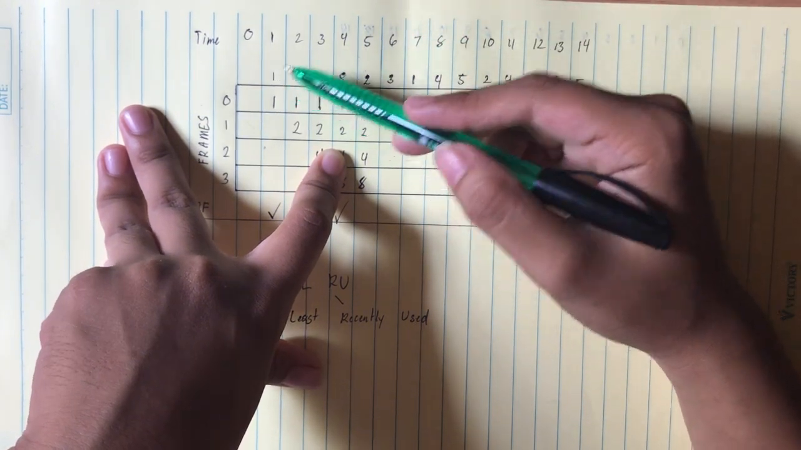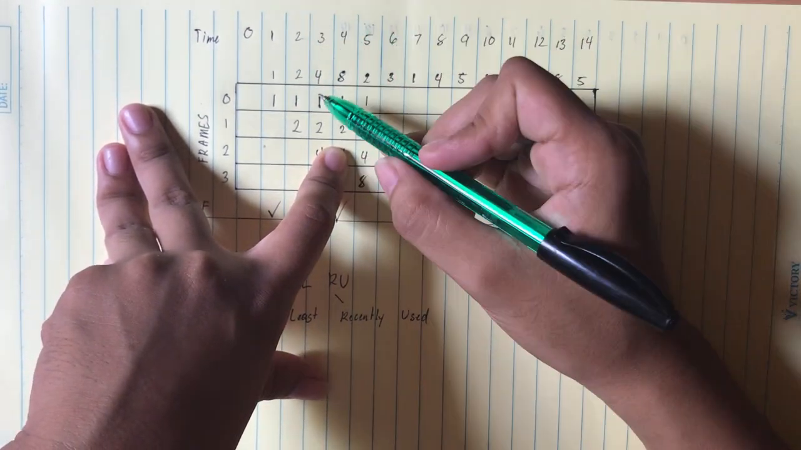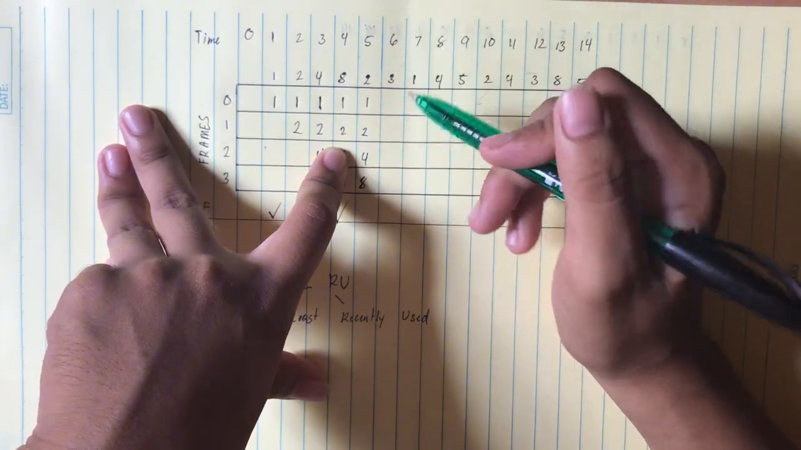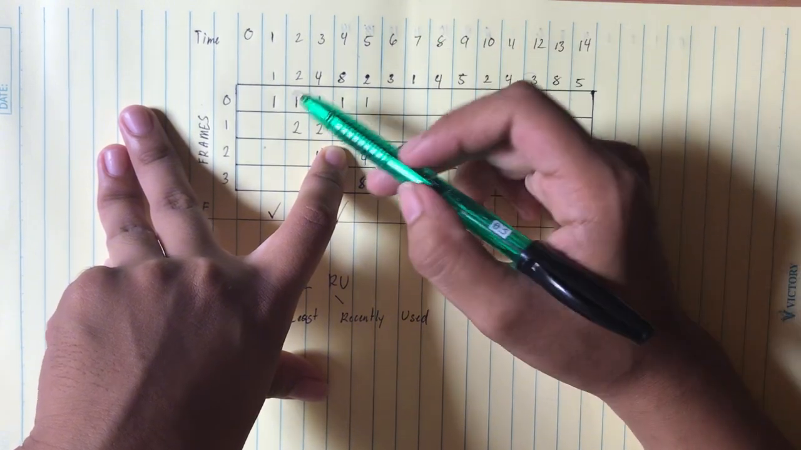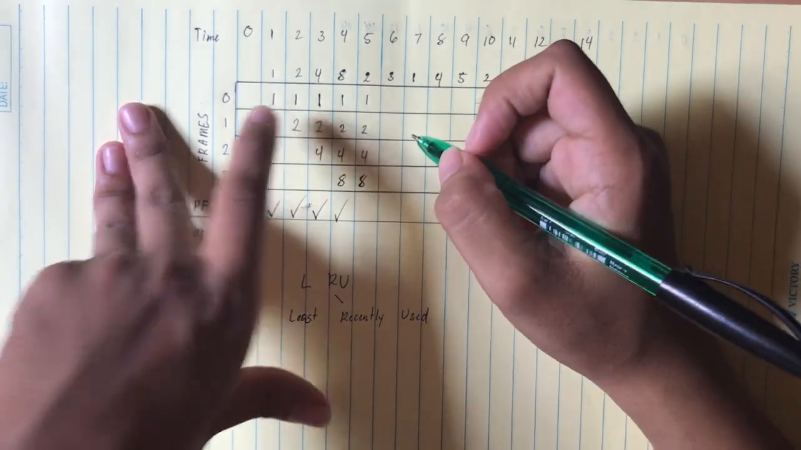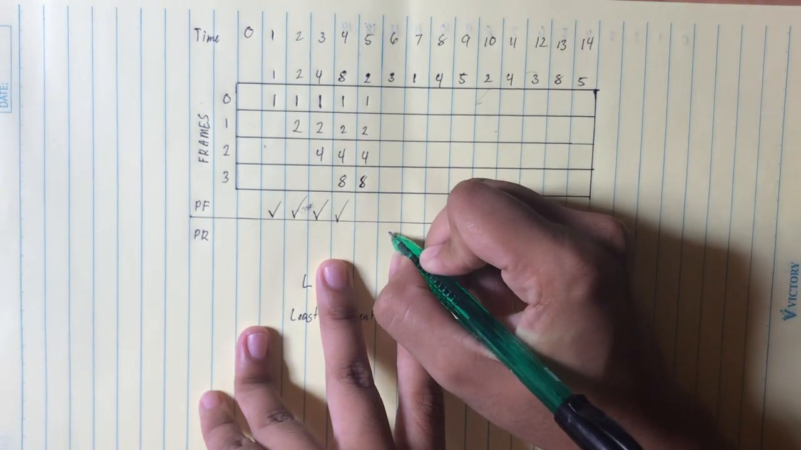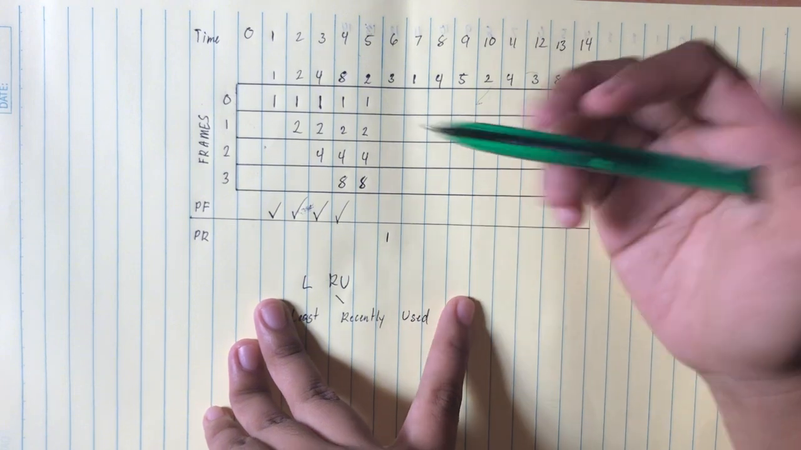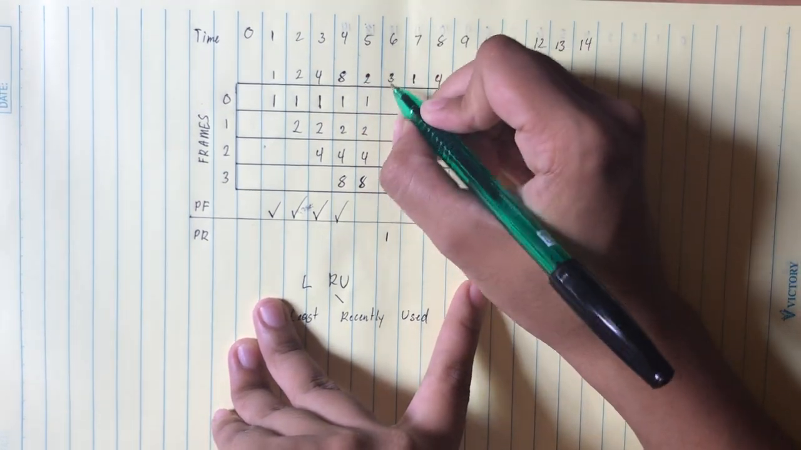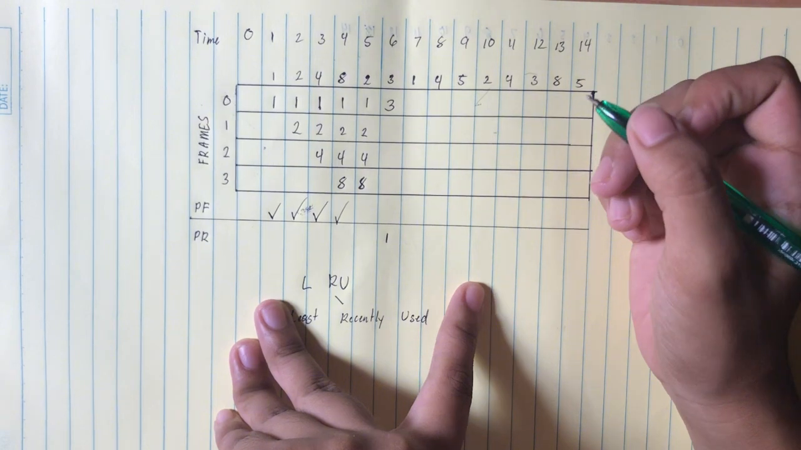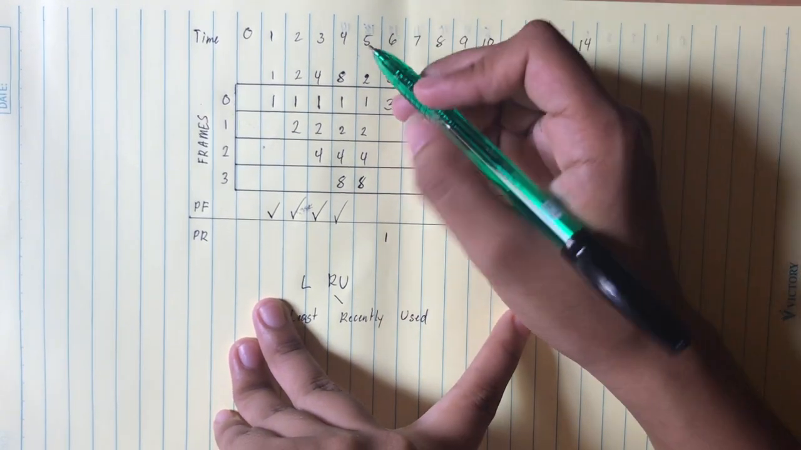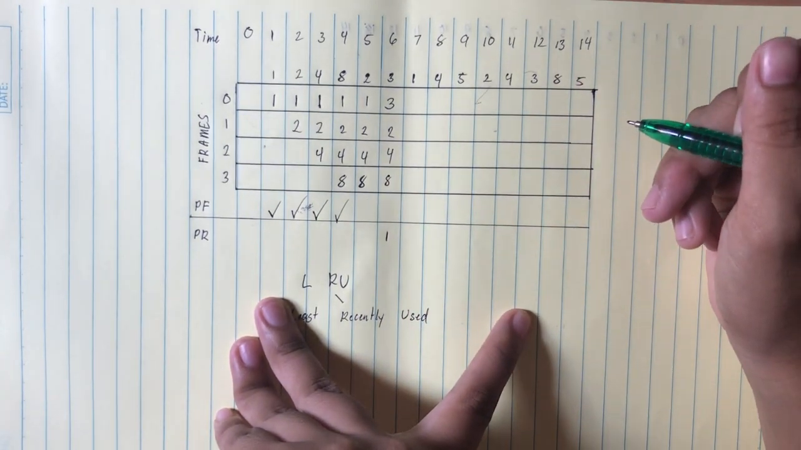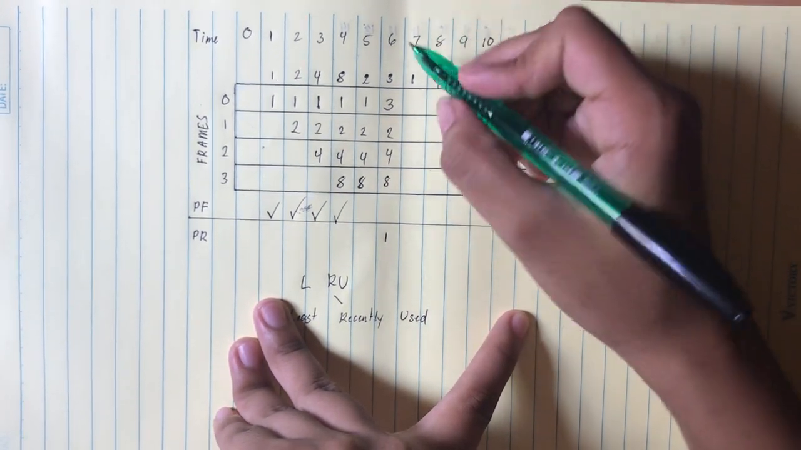So since 1 is the least recently used, meaning to say that was used way before our 3, we're gonna choose 1. We're going to replace 1. Put it in page replaced. Then we're going to put 3 right here in frame 0. Then we're just going to copy the rest: 2, 4, 8. Okay. Then moving on to time 7.